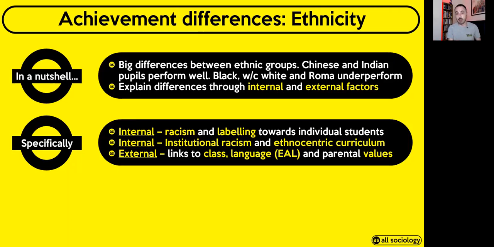So there was a big hoo-ha a few years ago when Michael Gove, then the Education Secretary, argued that he wanted a British literature curriculum. And so that's why, if you are taking GCSEs now, you will probably only be studying British texts in your English literature lessons, okay? So that's a good example of the ethnocentric curriculum.